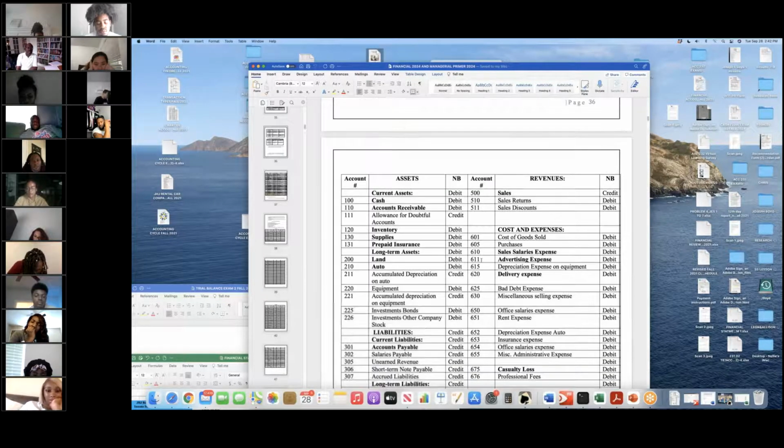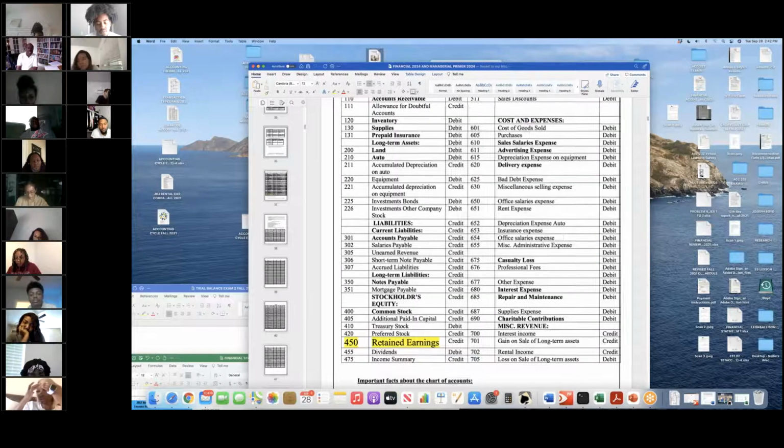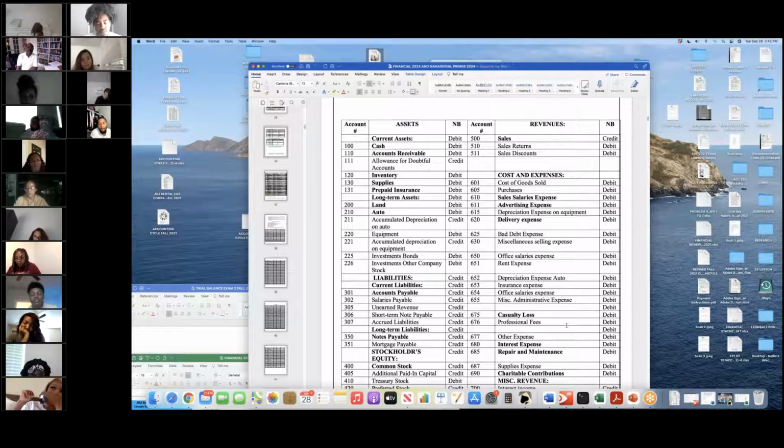Then you have this chart of accounts, which you're always working with to make sure you identify 2 accounts for every journal entry, something with a number by it. And we have the normal balances of these accounts.